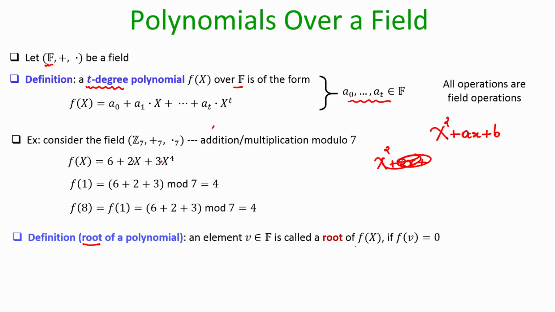So, imagine f of x is a polynomial over a field in the variable x. Then a value v from the field, or an element v from the field, will be called a root of this polynomial if the polynomial evaluated at x equal to v gives you the 0 element of the field. Again, this is not the numeric 0, this is the 0 element of your field.